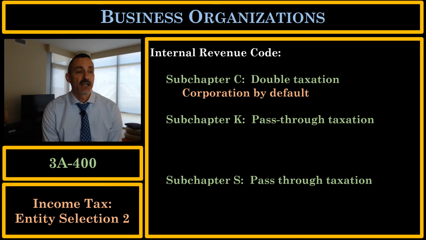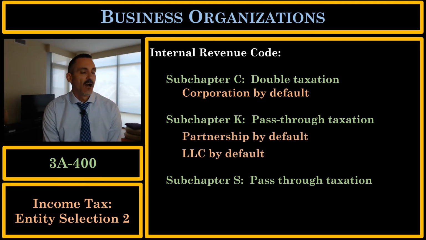Subchapter C taxation means double taxation, and the corporation by default is taxed under subchapter C. Subchapter K means pass-through taxation. It's sometimes referred to as partnership taxation. Under subchapter K, we have partnership and we have the LLC. So subchapter C, corporation, double taxation. Subchapter K, partnership and LLC, and that is pass-through taxation.